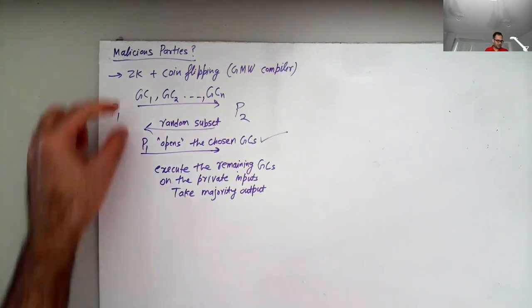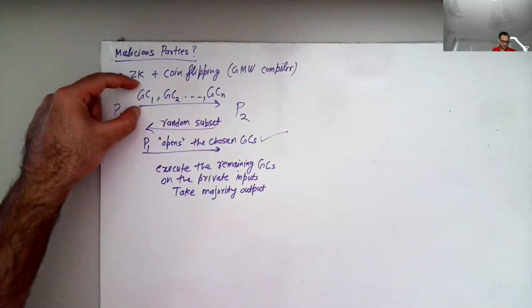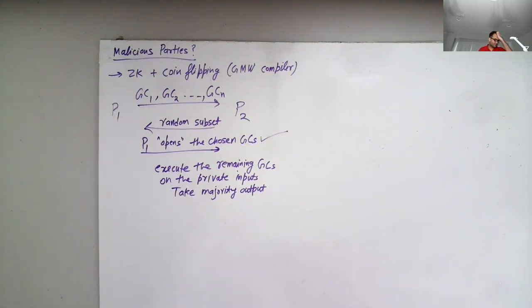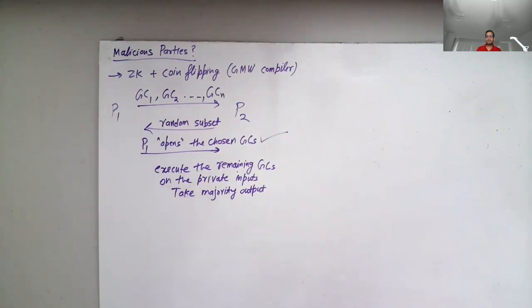This is because if a majority of these garbled circuits were dishonest, when you choose a random subset, with very high probability you will detect that some garbled circuits are dishonest. So just on this idea alone, there have been dozens of papers on optimizing all the different parameters and making sure that you get an efficient construction. So now let's look at the multi-party setting.